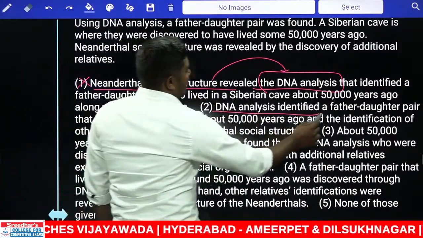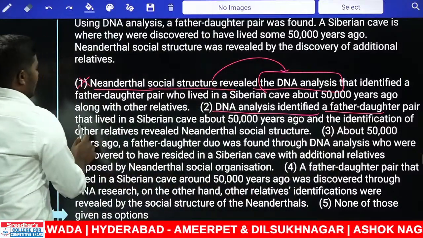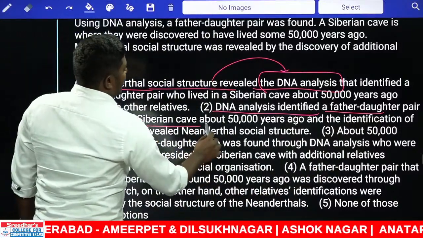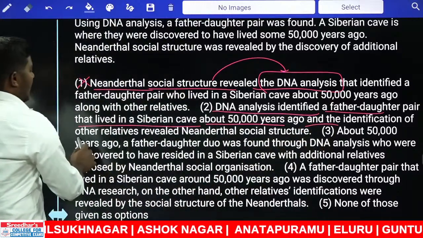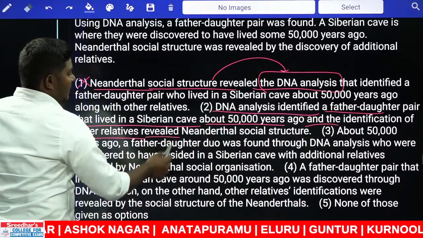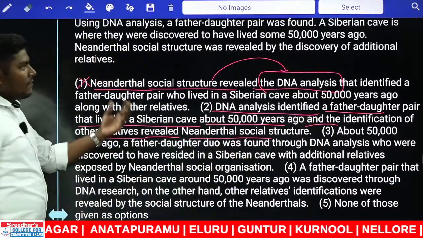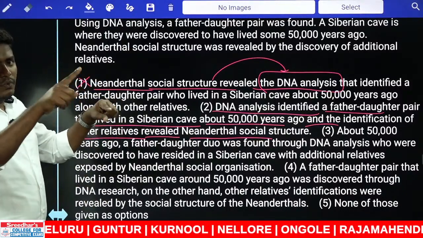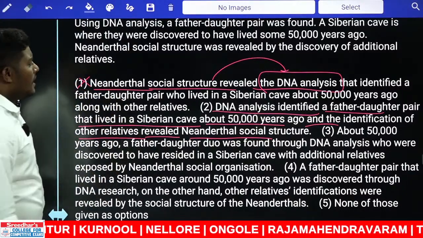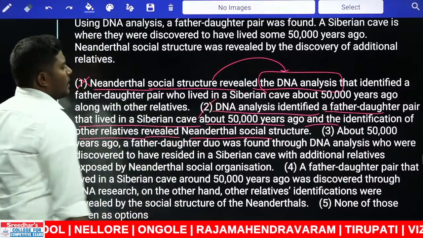Next, DNA analysis identified a father-daughter pair that lived in a Siberian cave about 50,000 years ago. Exactly correct. And the identification of other relatives revealed the social structure. So after finding out the other relatives also, they found out the social structure, like who is the father, who is the son, daughters, and family tree. Second one is absolutely possible. Look at the third one.